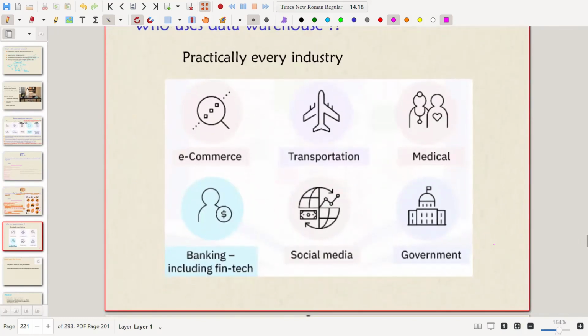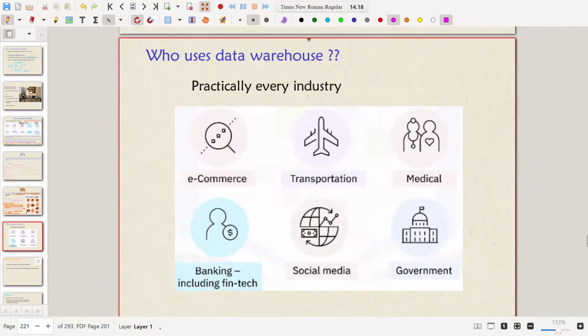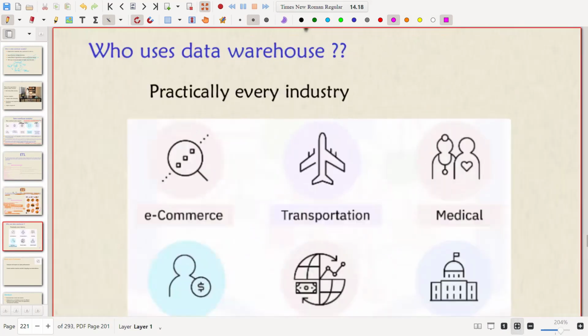So let's see who uses data warehouse. You can see that data warehouse is now practically in every industry, whether it is e-commerce, because in e-commerce you are storing data, the retail purchases, import exports, all of which you have to store in form of data. Wherever you have to store any form of data, you need a data warehouse. Transportation, of course, like flight timings, which are the busiest flights, everything can be handled using data.